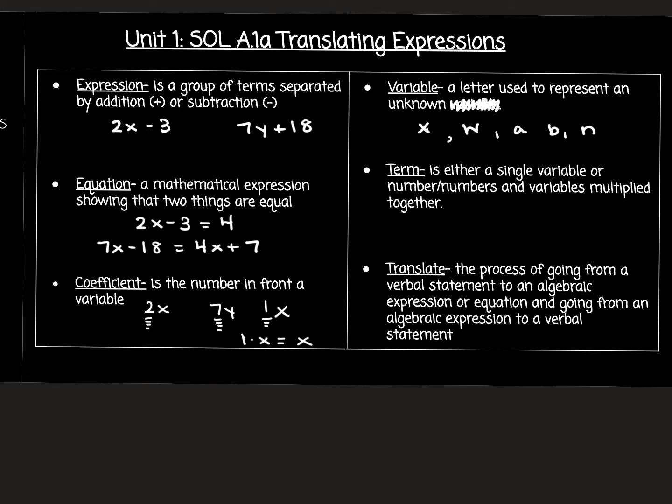All right, so a term is either a single variable or number, or numbers and variables multiplied together. So for example, looking at the previous one, 2x minus 3, we have that 2x is a term, and negative 3 is a term. If we look at it in the form of an equation, we have 2x minus 3 equals 4. So 2x is a term, 3 is a term, and 4 is also a term.